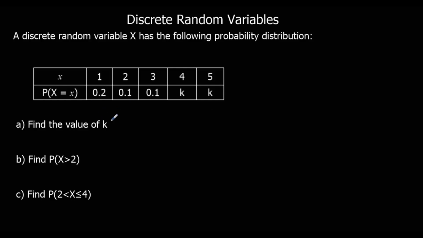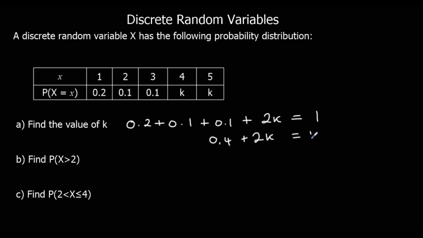So we can work out the value of k, the probability of getting a 4 or a 5, by seeing what's left here. So we've got 0.2, 0.1, and 0.1. Actually, we'll write it down. So 0.2 plus 0.1 plus 0.1 plus our 2k's have to add up to 1. So 0.4 plus our 2k's have to add up to 1. If we subtract 0.4 from both sides, our 2k's have to be 0.6, which means each k must be 0.3.